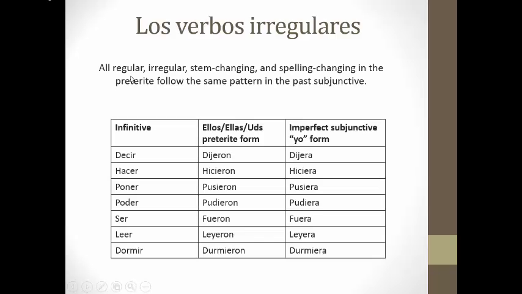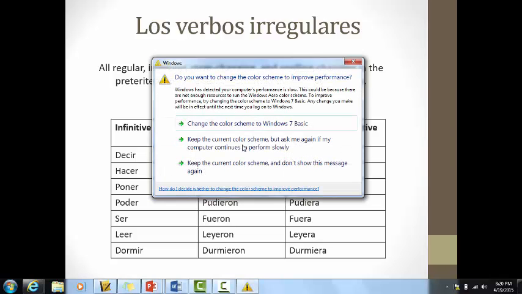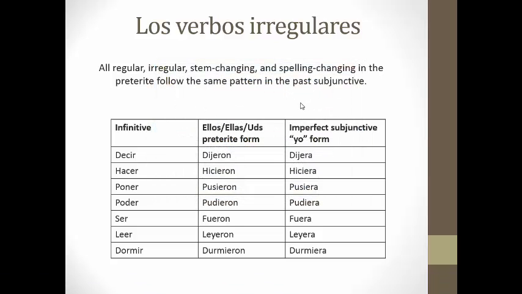Okay, so like my note says here, if in the preterite that verb was irregular, it had a stem change, a spelling change, etc., it's going to have that exact same change in the past subjunctive, okay, because you're going to the they form preterite. So let's look at a few of these verbs. Okay, you make sure that on your note guide you're writing down this third column.